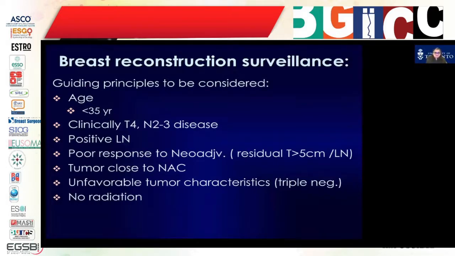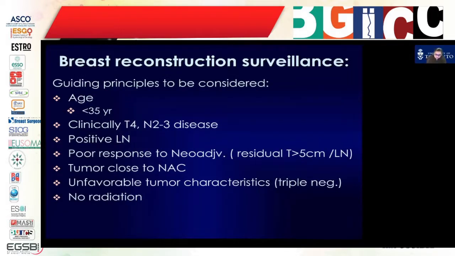And if the nipple is close to the mass, and the patient absolutely insists on having a nipple sparing mastectomy, these are high risk women, right? Unfavorable tumor characteristics, no radiation, patient has declined radiation or cannot have radiation. So these are the few things that we have to consider when we talk about offering surveillance to a reconstructed breast.